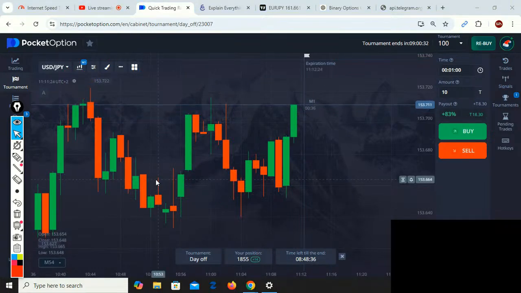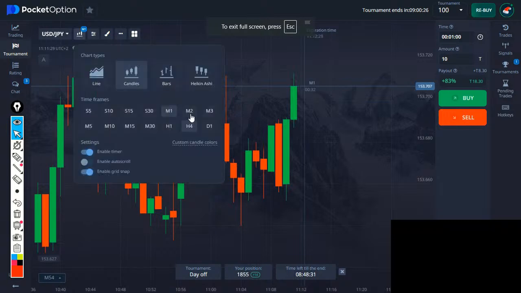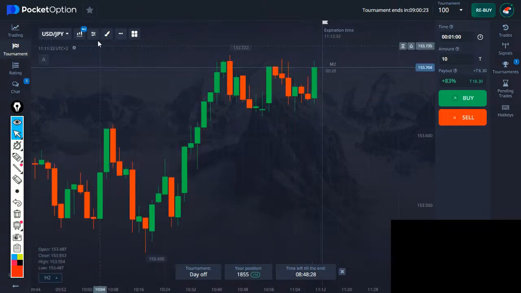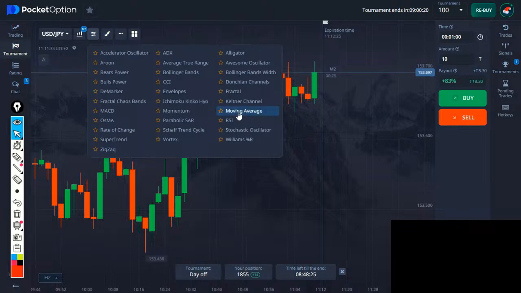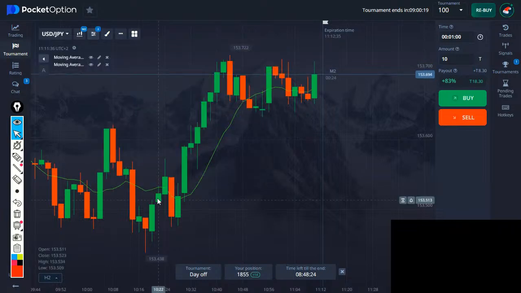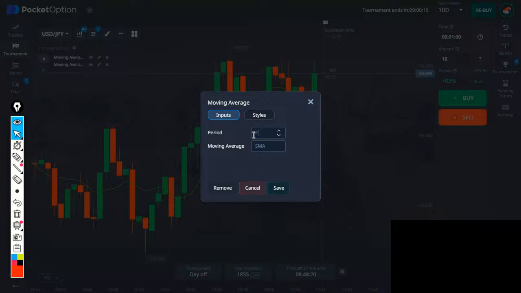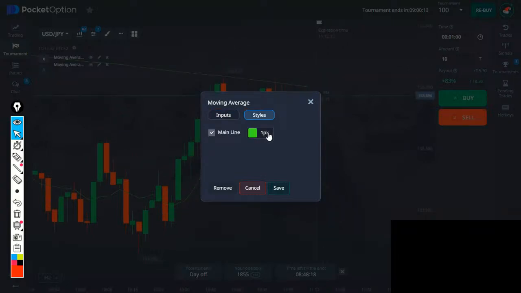Okay. So first things first, let's set up our chart. We want 2 minute candles. We need two moving averages. You click twice on moving average. You go to the period. The first one is 200. Color is up to you. I prefer to make the lines thick. The second moving average is a 20 moving average, so you change the period to 20. I will go for blue, 2 pixels, and save.